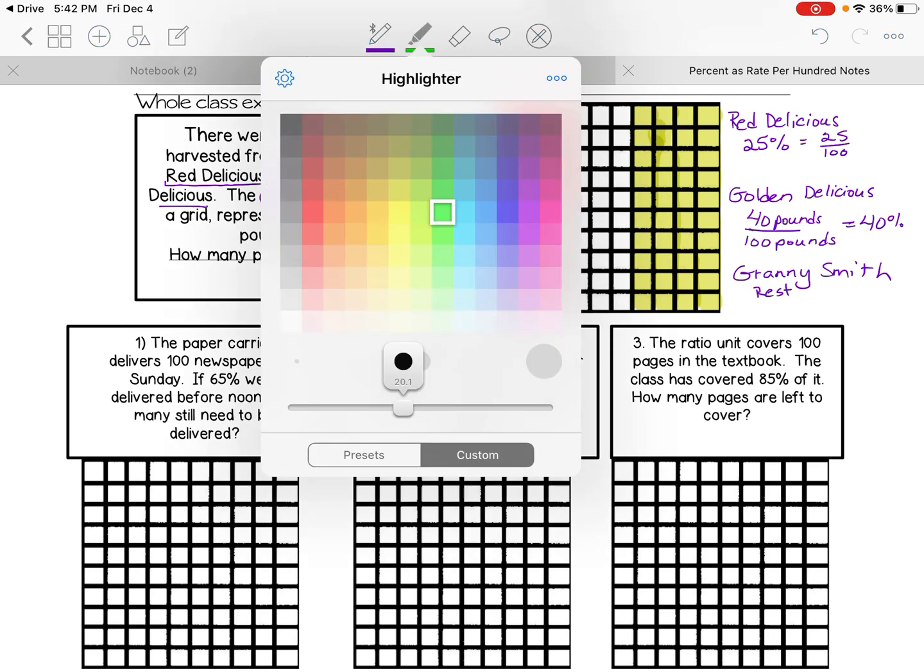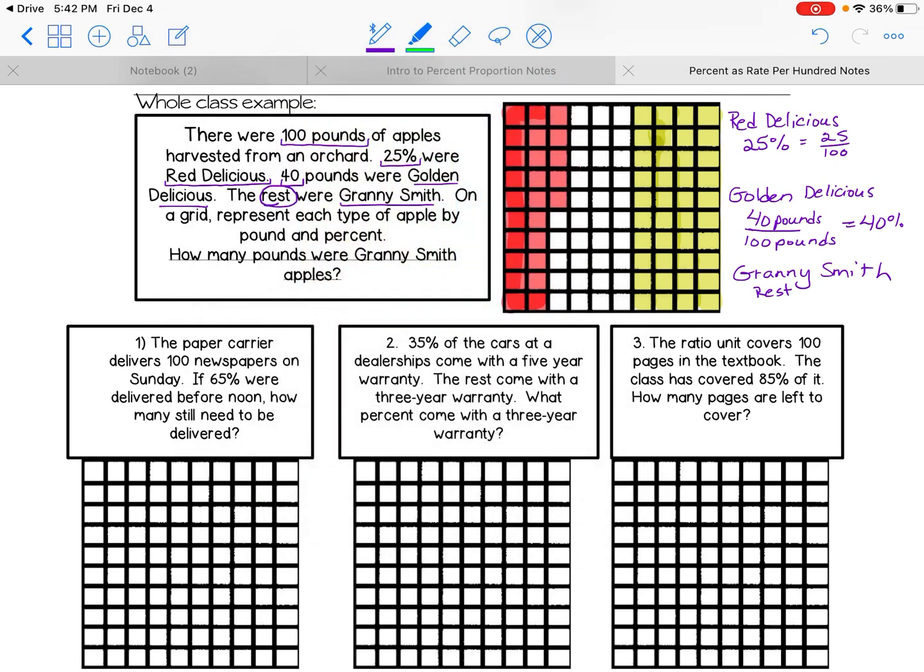So let's count it. And if you know Granny Smith apple, you know that it's green. So I'm going to go ahead and shade those green, and then we can count that as we go. So we have 10, 20, 30, and then this is 5 more. So we have 35. So we have 35%, which means 35 out of 100. So how many pounds were Granny Smith apples? 35 pounds were Granny Smith apples.